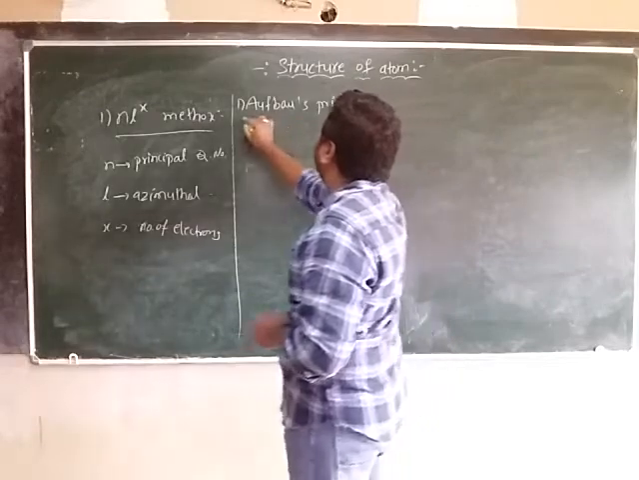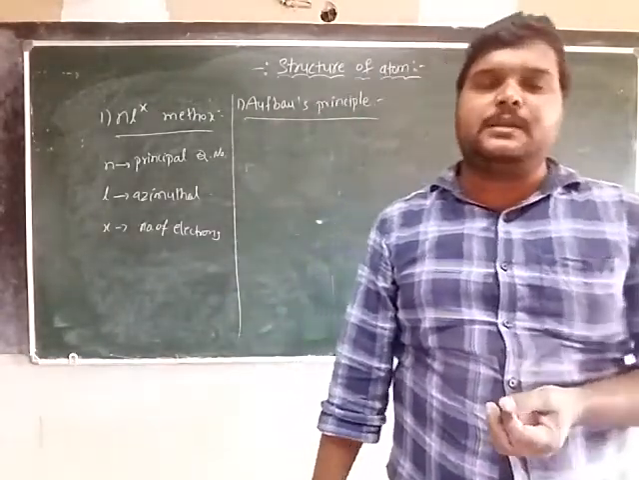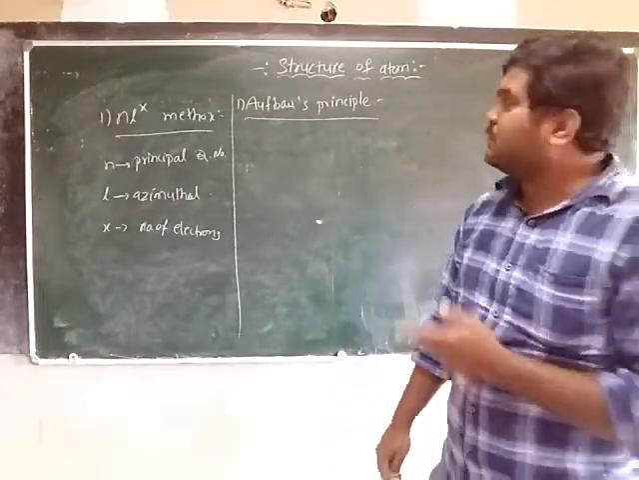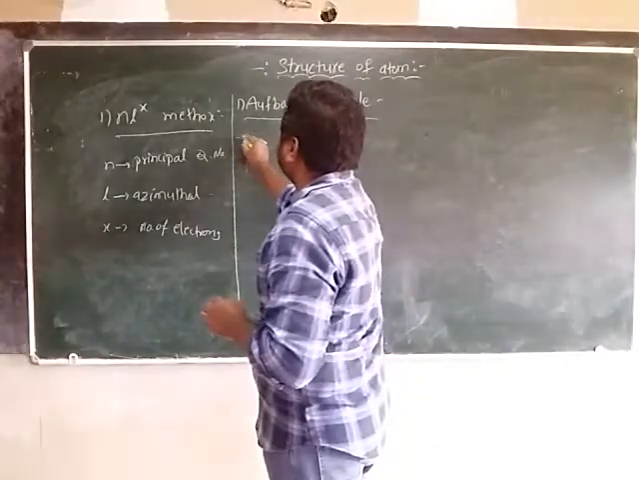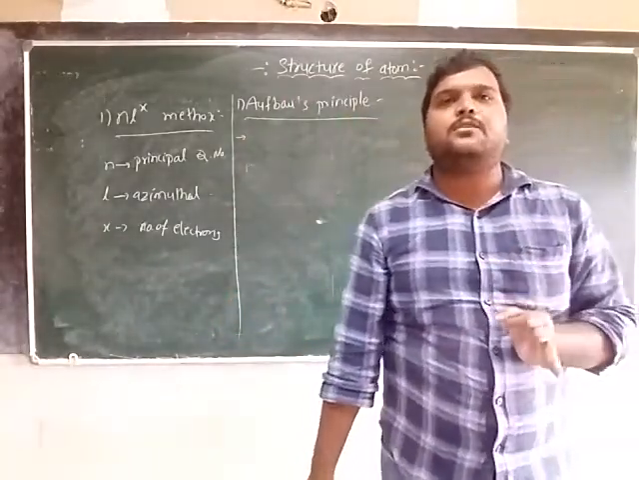What is that first? Aufbau's principle. And another one we are having is Pauli's exclusion principle, and finally we are having one more, Hund's maximum multiplicity rule. So first one, Aufbau's rule. Electrons fill in the orbitals in the increasing order of their energy levels.